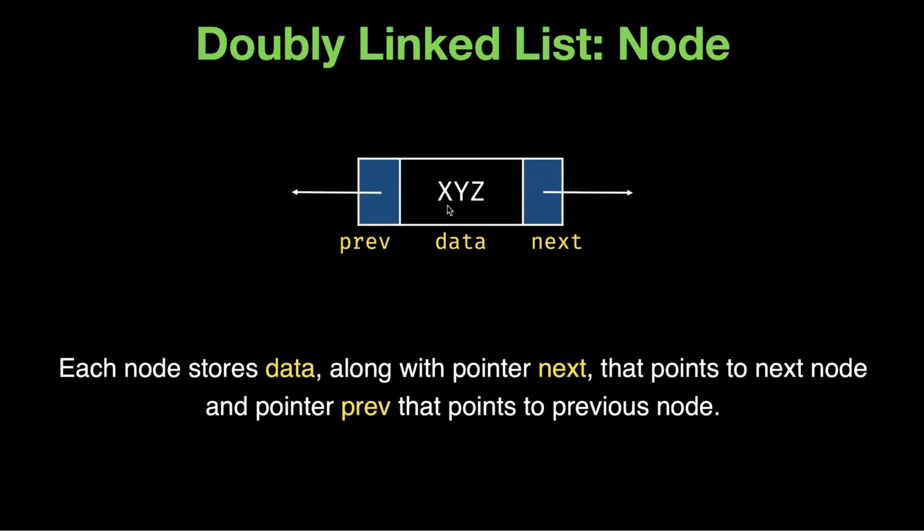So we can see the single node here, it will contain data, it will have a previous node prev, and it will have a next node next, and the node stores data, prev, and next. Next points to the next node, prev points to the previous node.